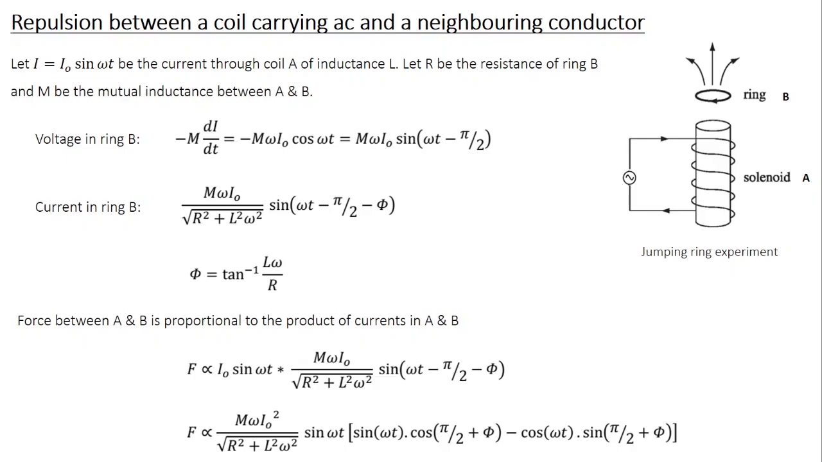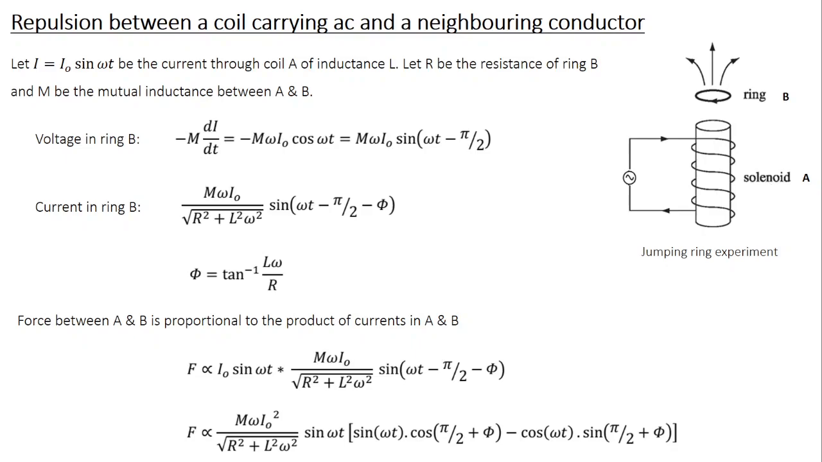Current in the ring is determined by two factors here. One is the ohmic resistance of ring B. Secondly, since the current is set up by the induced EMF, which is generated because of the mutual induction between A and B, the current is also influenced by the inductive reactance of solenoid A. So essentially we are talking about an LR circuit here. The resistance of ring B and inductance of solenoid A. This is an LR circuit.